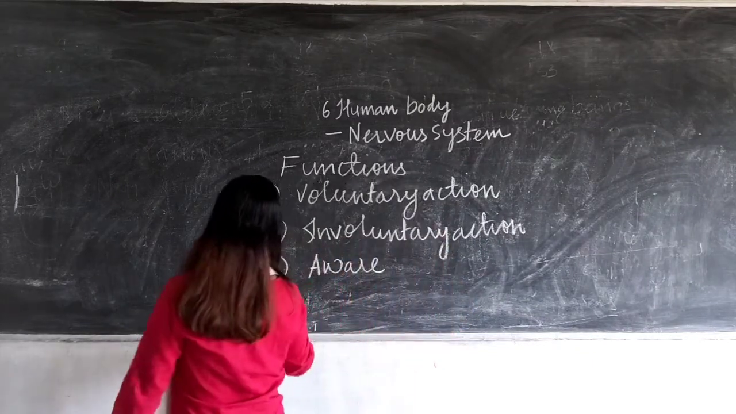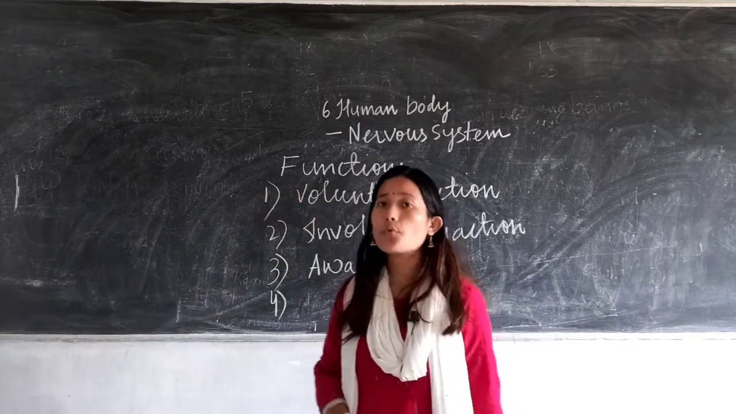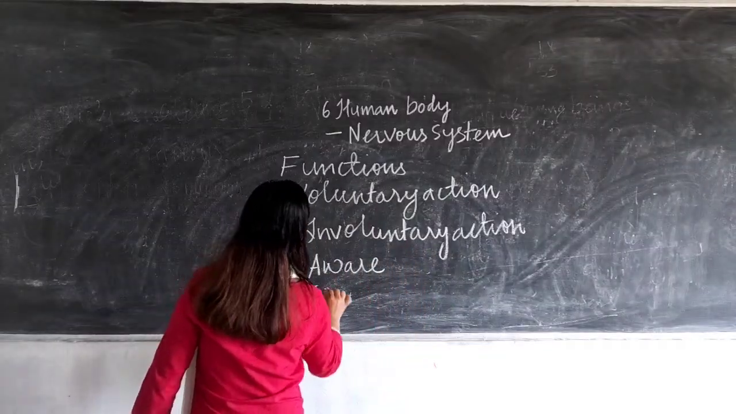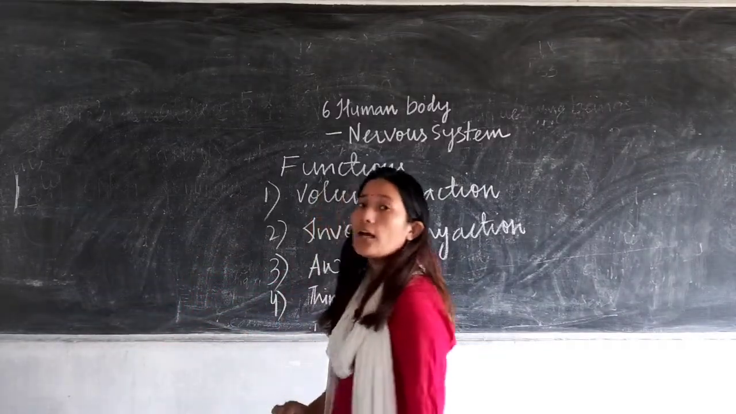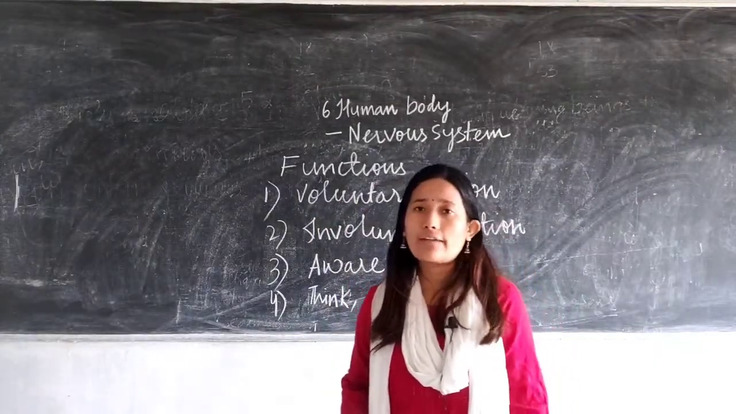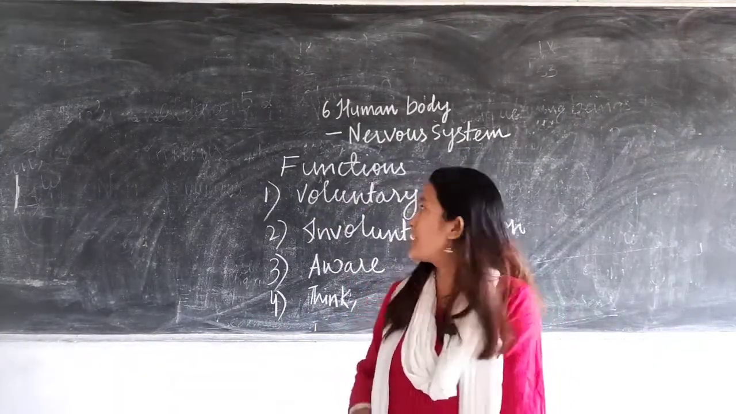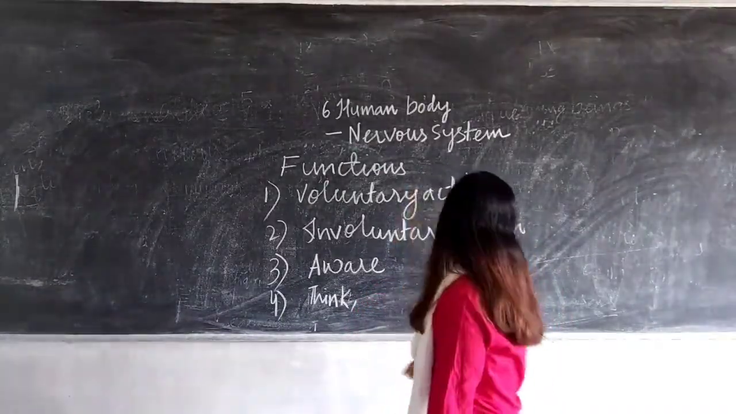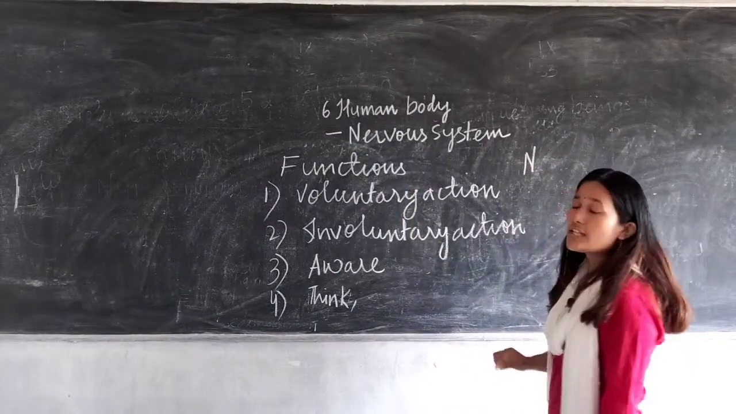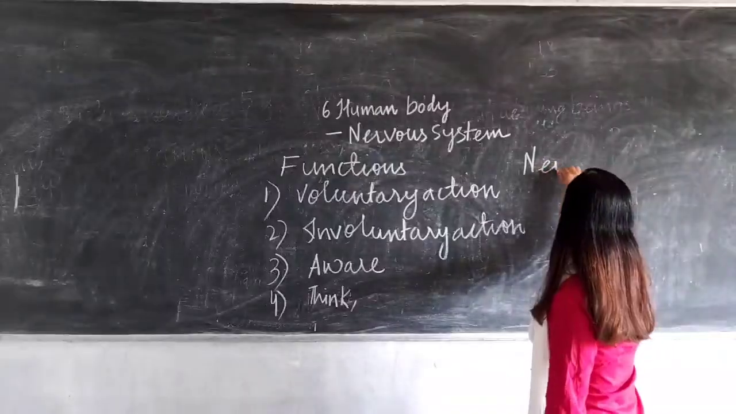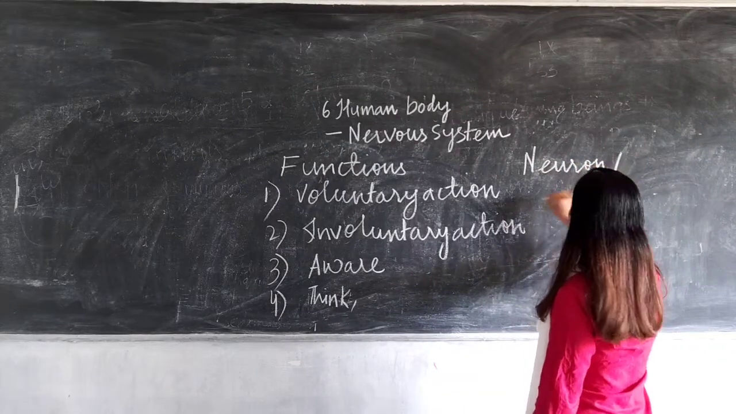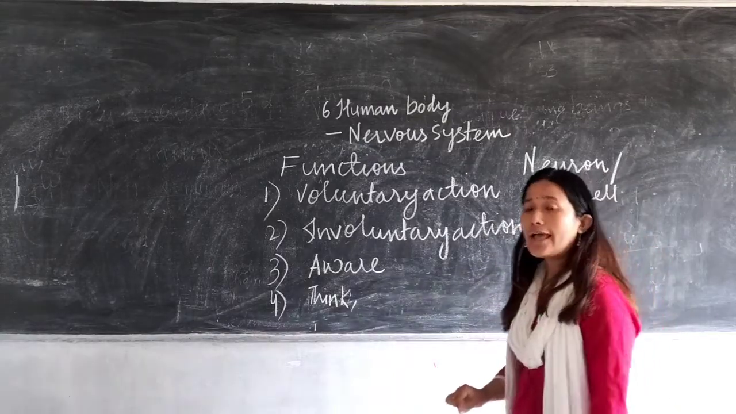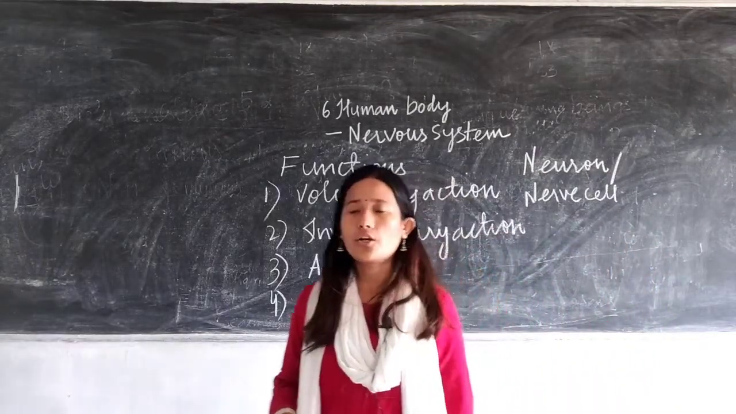Number 4, what would be the other function? Since one of the main components of a nervous system is the brain, it enables you to think, memorize, and reason out different things. So your memory, your thinking ability, your reasoning ability is all because of the nervous system. So these are the different functions of a nervous system. Your nervous system is made up of, what is the functional and structural unit of a nervous system? It's a neuron, or you can call it a nerve cell. So nerve cell or neuron is the structural and functional unit of a nervous system.